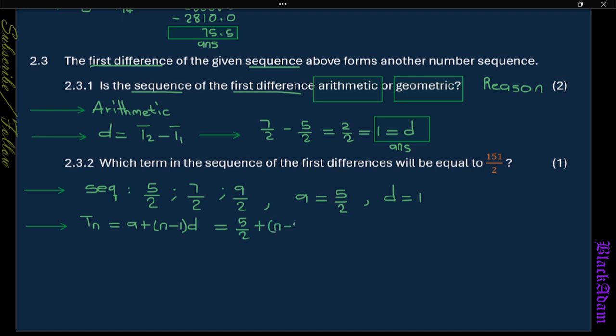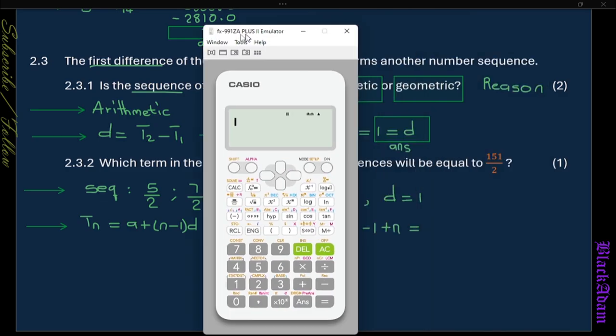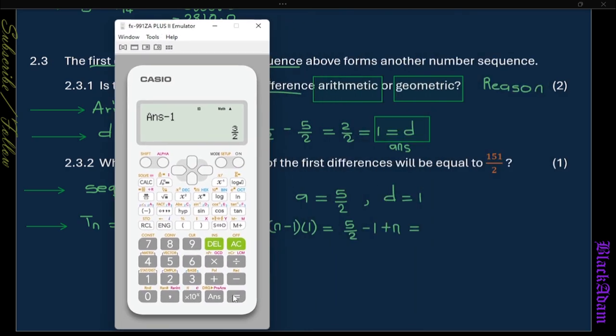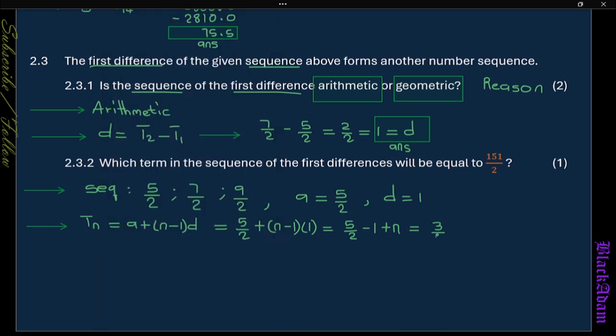5 over 2 plus (n minus 1) times D, where D is 1, so that's 5 over 2 minus 1 plus n. 5 over 2 minus 1 is 3 over 2, so Tn is going to be 3 over 2 plus n.